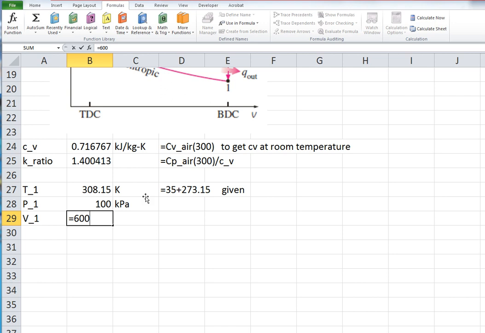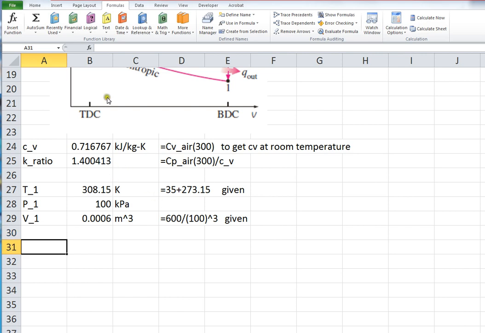But let's see, 100 centimeters per meter, and I would have to cube that to get centimeters cubed per meter cubed. So that's a small number, but that's in meters cubed. Okay, so that's our given information.